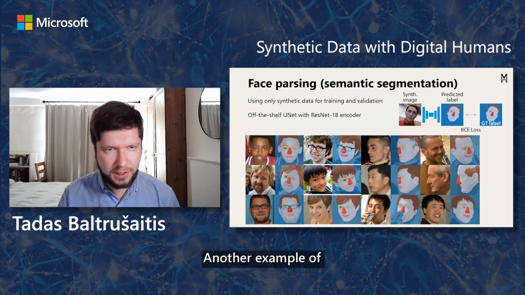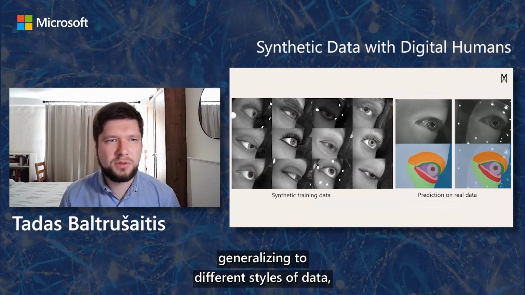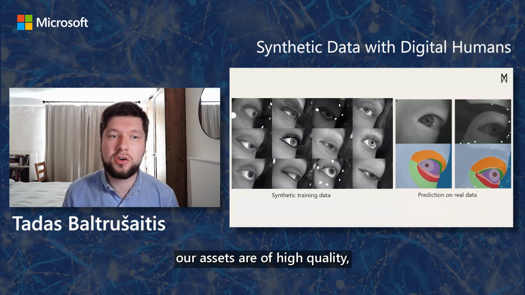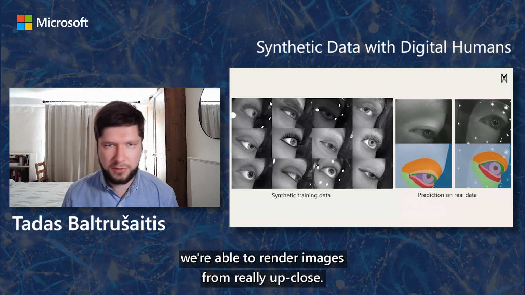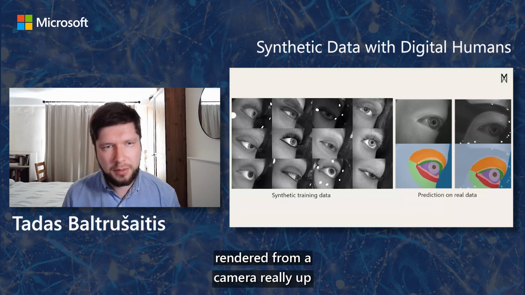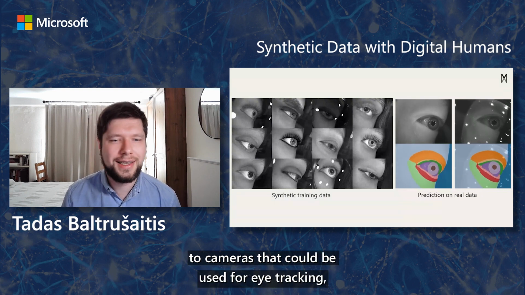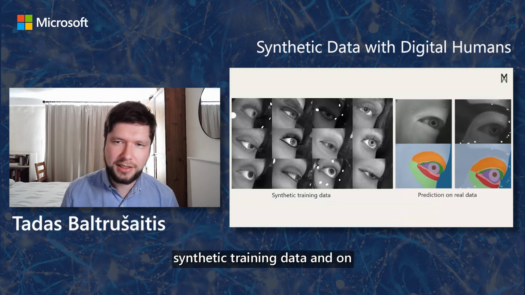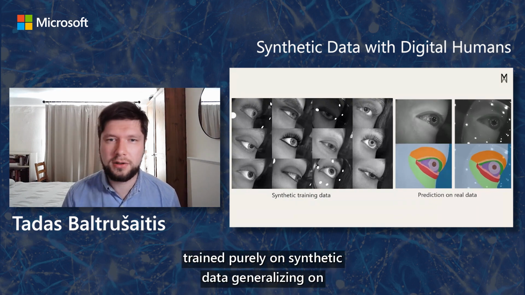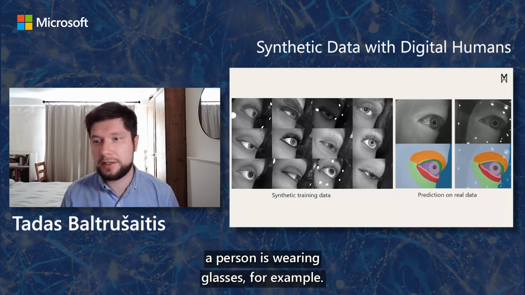And another example of generalizing to a different style of data. Because our face model is such high fidelity and all of our assets are of high quality, we're able to render images from really up close. Here are examples of images rendered from a camera really up close next to the eye, similar to cameras that could be used for eye tracking. On the left, you can see synthetic training data, and on the right, you can see a segmentation network trained purely on synthetic data generalizing on real data, even when a person is wearing glasses, for example.